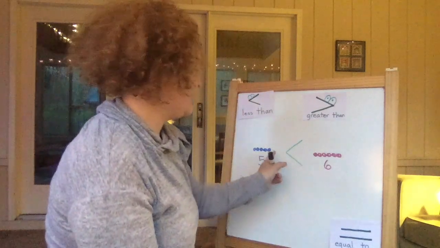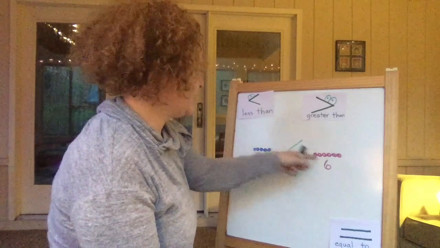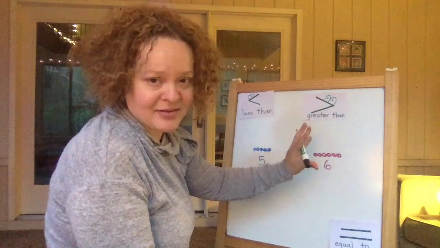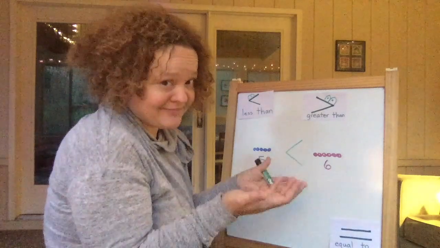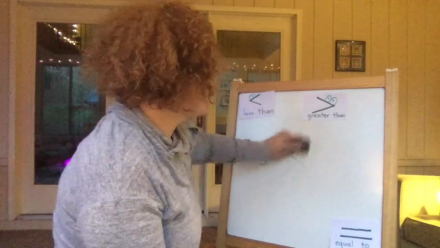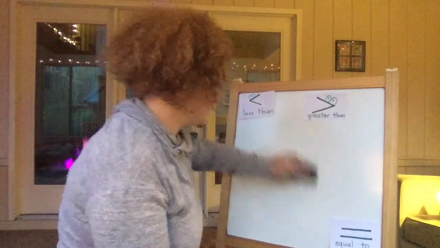So 5 is less than 6 would be the way we would read that. But as long as we have that mouth facing the bigger number, we're good. So now let's do another one.